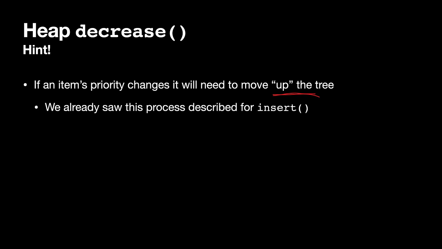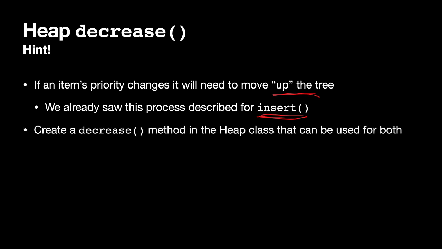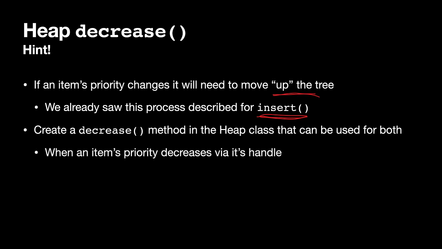When we did the process for the insert operation earlier, we looked at a basic while loop that would somehow promote something up the tree. So it's suggested that you create a decrease method that will take care of this process. And then you can use that decrease method in two different places. You can use it for this idea of adapting a priority, of increasing an item's priority via the decreaser object. You can also use it from the insert itself. So you'll just consolidate that code in one place.